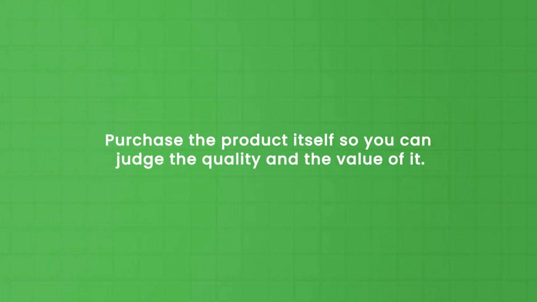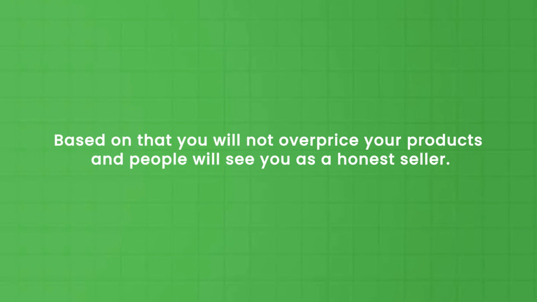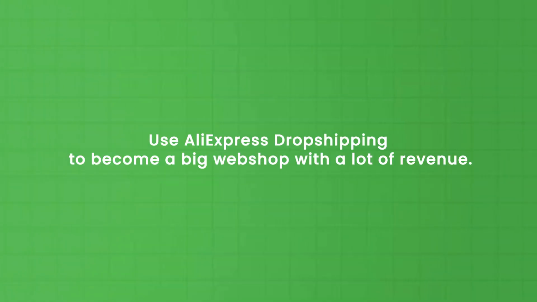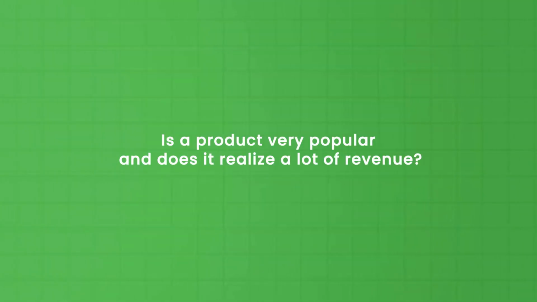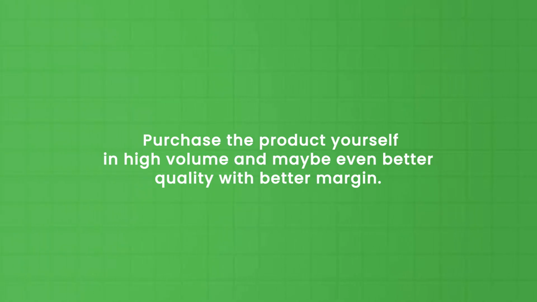Know what you sell. Purchase the product itself so that you can judge the quality and the value of it. Based on that, you will not overprice your products and people will see you as an honest seller. Use AliExpress dropshipping to become a big webshop with a lot of revenue. Via AliExpress, you can test the popularity of products. Is a product very popular and realizes a lot of revenue? Then you can purchase the product yourself in high volume and maybe even better quality with better margin.